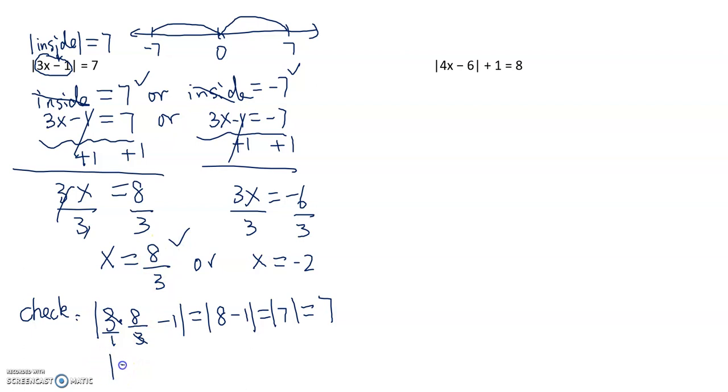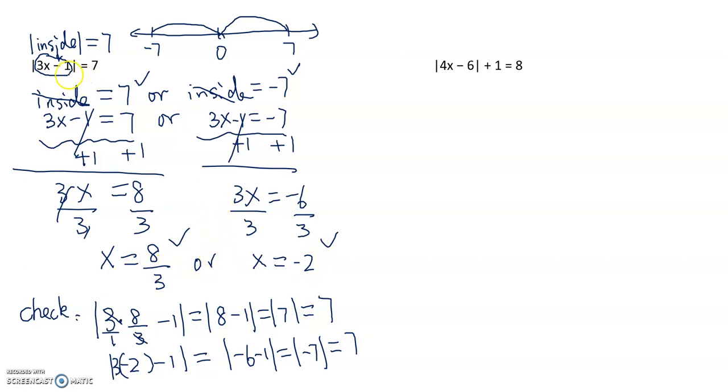Now, plug negative 2 into the equation. So it's 3 times negative 2 minus 1. We simplify that. 3 times negative 2 is negative 6. Negative 6 minus 1 gives us negative 7. And the absolute value of negative 7 is also equal to 7. So that tells us both answers are correct.